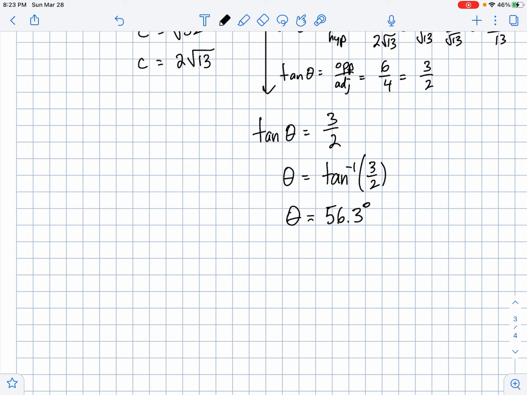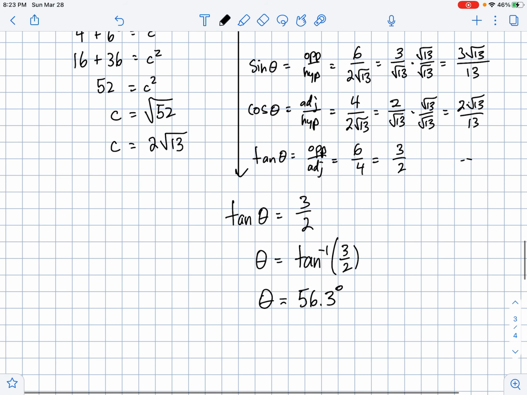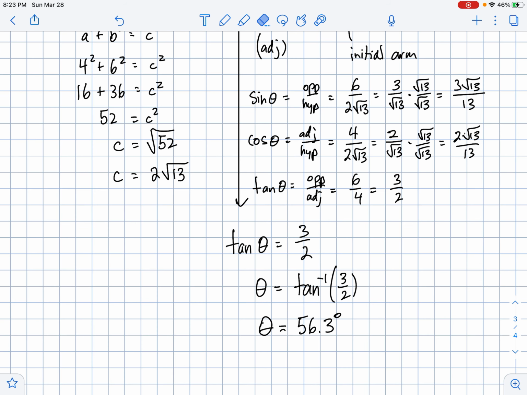56.3 degrees. Now, if you don't trust yourself, you can check. You'd have to change it to a decimal, but you could punch into your calculator 3 root 13 divided by 13, which gives you some decimal that's less than 1. You inverse sine that, and it will hopefully give you 56.3 as well. And you do it with cosine as well. They'll all give you 56.3. So it doesn't matter which one.